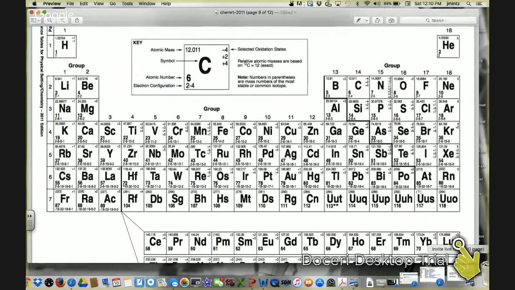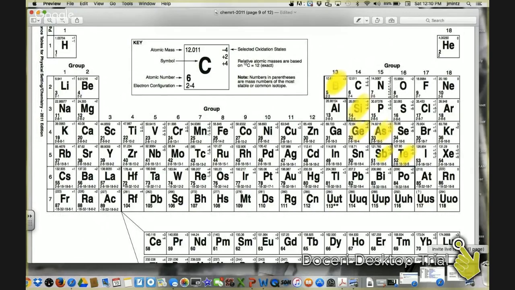What I like to do is go through and identify the metalloids first, because we don't want to confuse them as being metals or nonmetals. So boron, silicon, germanium, arsenic, antimony, and tellurium are the metalloids that you should know.